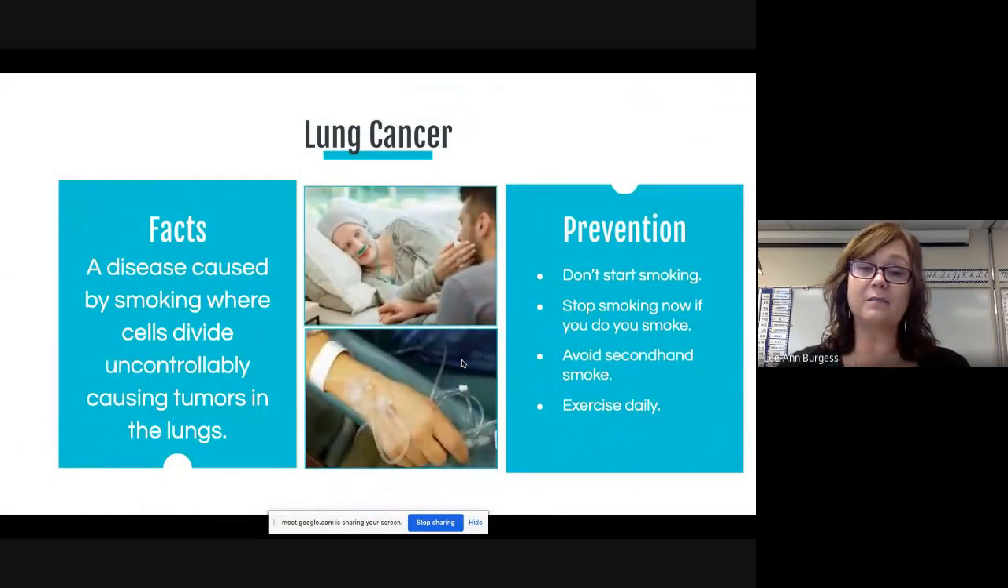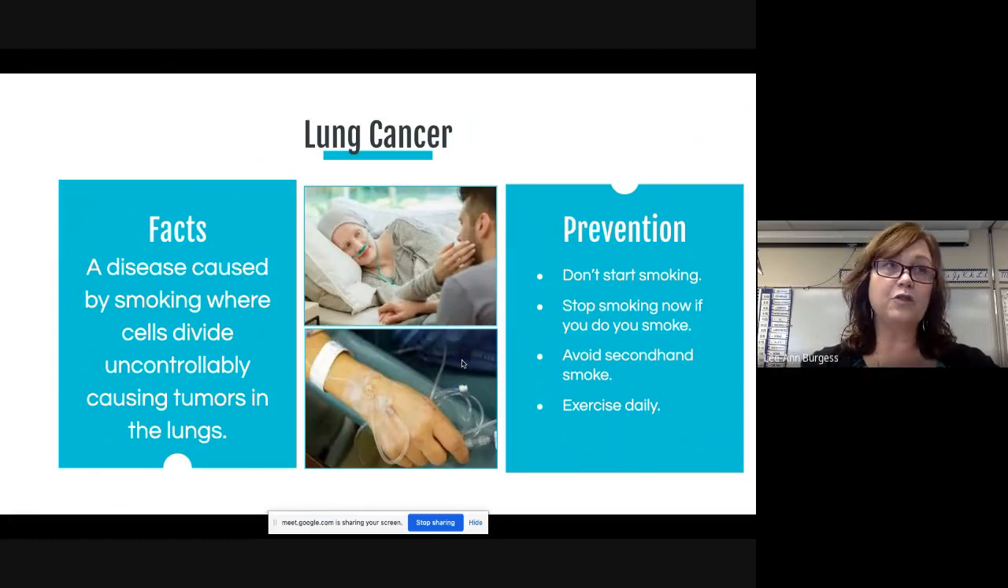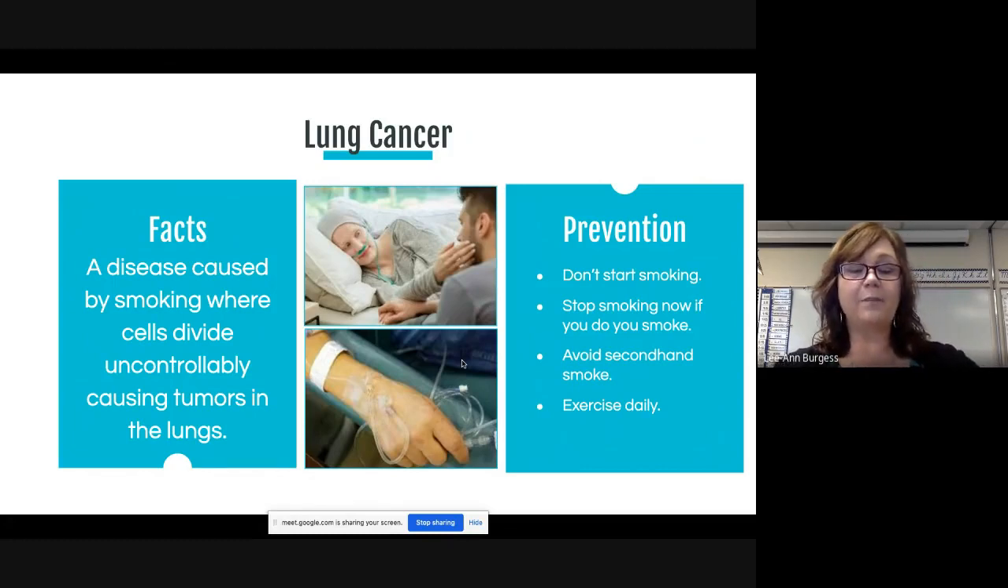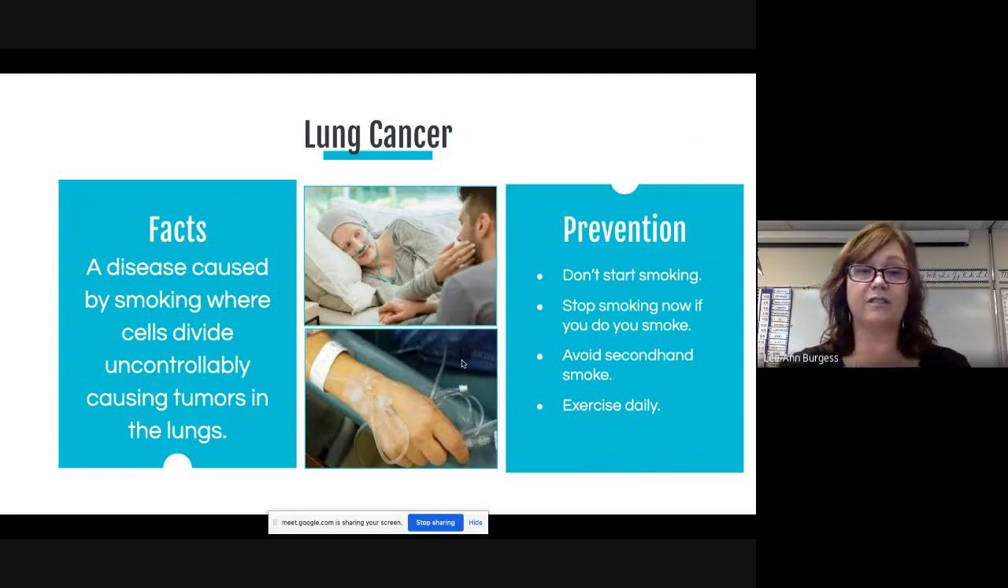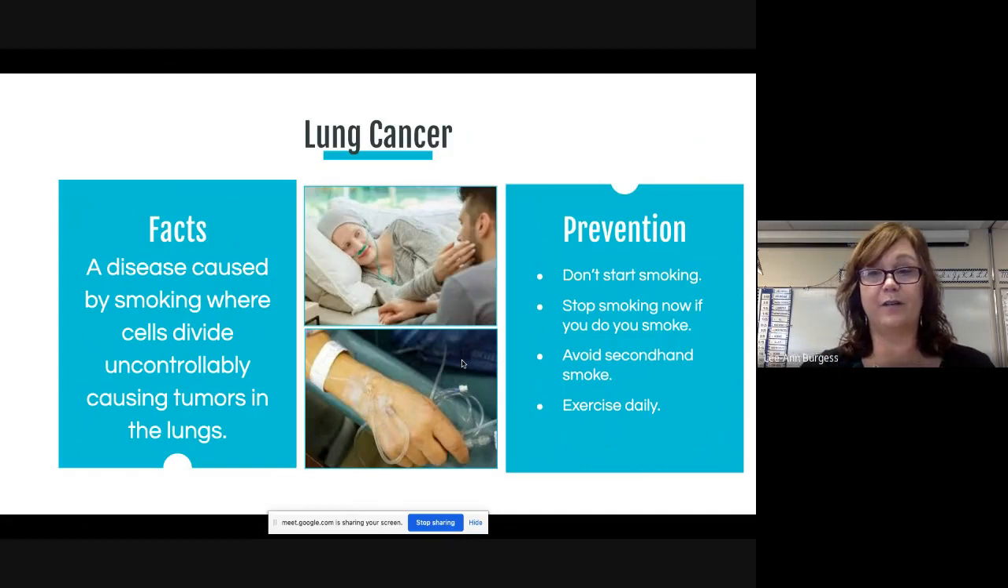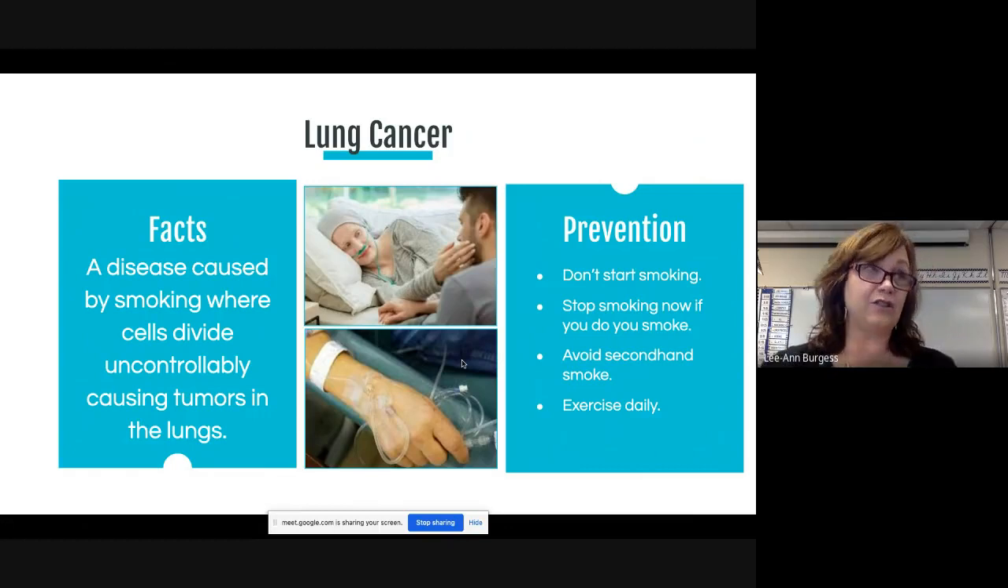It's a disease caused by smoking where cells divide uncontrollably, causing tumors in the lungs. And once those tumors are in there, it's very difficult to breathe because, again, those tumors weigh on the lungs and they prevent them from expanding and contracting. The number 1 prevention of lung cancer is don't start smoking. Never smoke. Number 2, if you are a smoker, stop now, okay? Because it can help you stop the cancer cells from starting if you don't feed them the cigarette smoke. You need to avoid secondhand smoke. And then, like we talked about in lesson 5, daily exercise can also help prevent lung cancer.